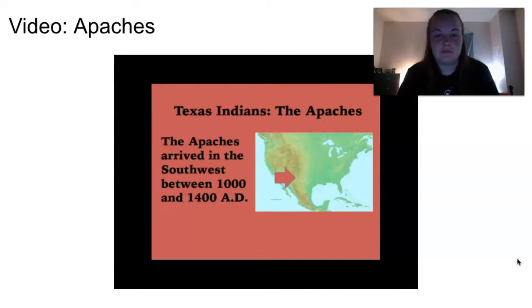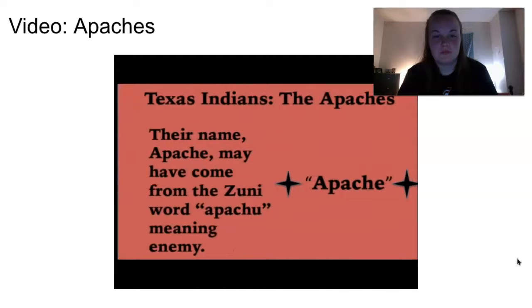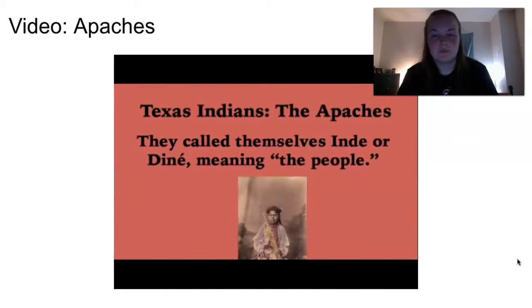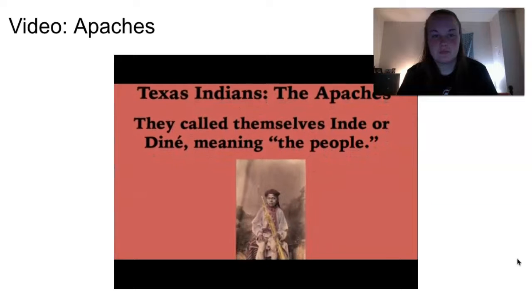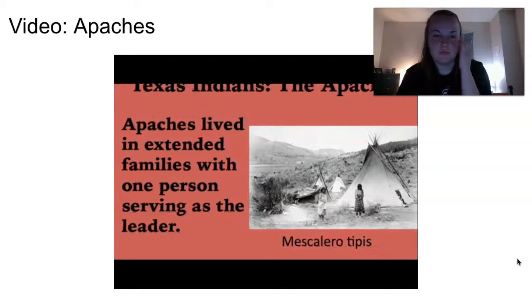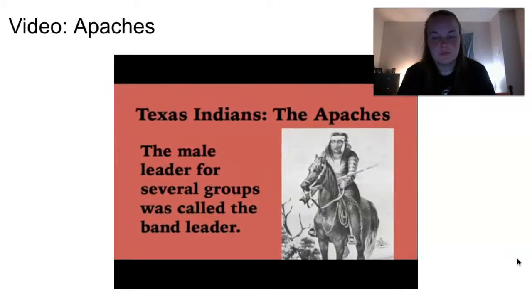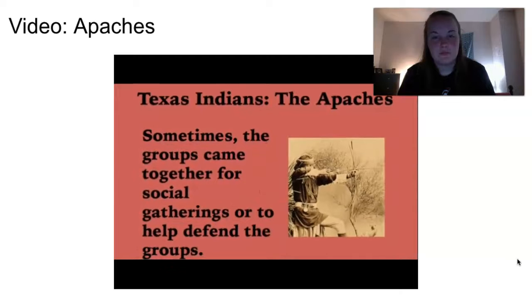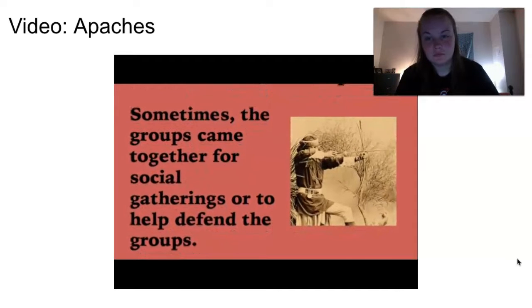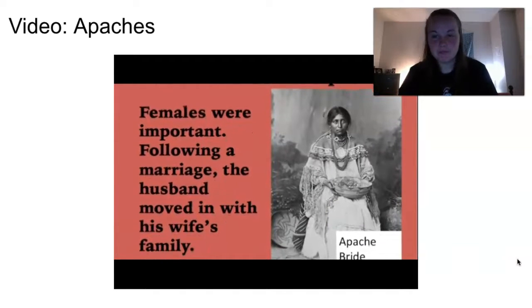The Apaches arrived in the Southwest between 1000 and 1400 AD. Two groups, the Lipan Apaches and the Mescalero Apaches, lived in Texas. Their name, Apache, may have come from the Zuni word Apachu, meaning enemy. They called themselves Inde or Dine, meaning the people. Apaches lived in extended families with one person serving as the leader. The male leader for several groups was called the band leader. Sometimes the groups came together for social gatherings or to help defend the groups. Females were important. Following a marriage, the husband moved in with his wife's family.